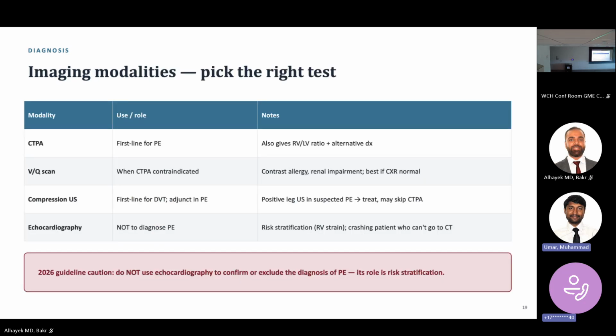And the imaging modalities. So we have the CTPE, VQ scan, compression ultrasound, and echocardiography. Echo. Why do we need echo? Why is it important? Level of care. If you have right ventricular strain, then you need close monitoring and sometimes ICU level of monitoring. Of course, our ICU is not going to take those patients because they're stable.